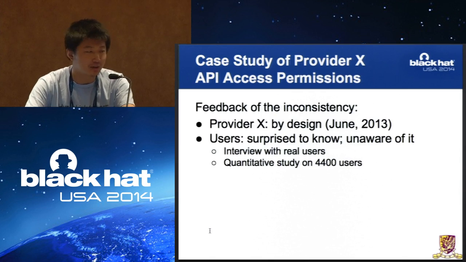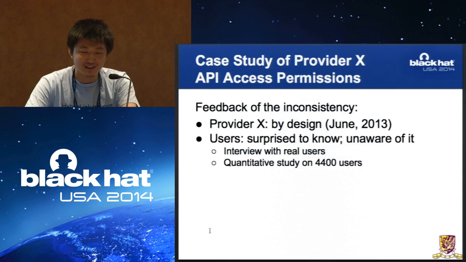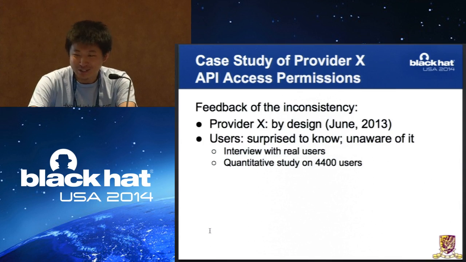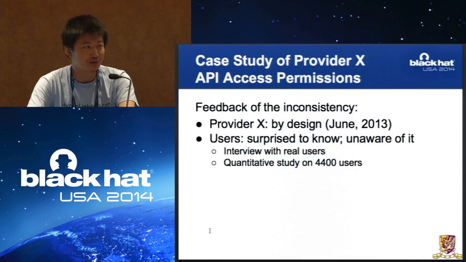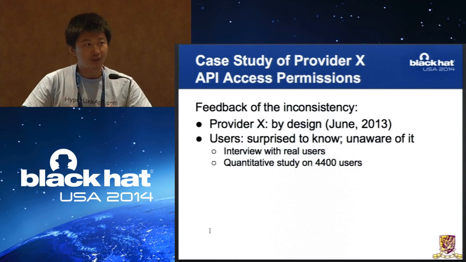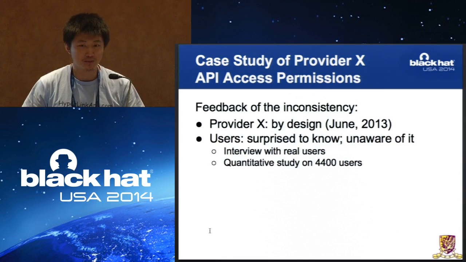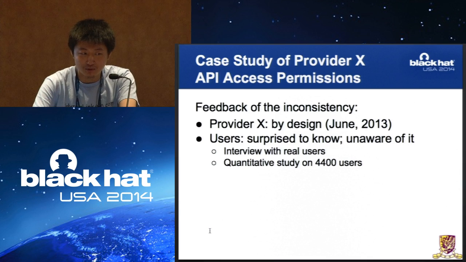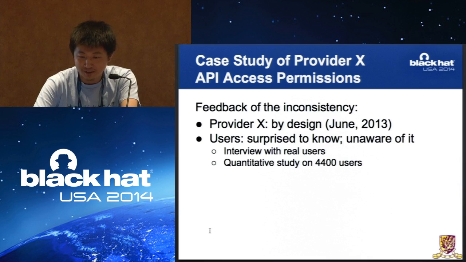We actually reported this to the provider and also asked some users. The feedback is very different. The provider says this inconsistency is by design; actually, they are public. However, users all feel surprised to know that, and they are unaware of it because they view the homepage as a gatekeeper. They view the friend list and status list as private data objects, but the provider views them as public data objects. This is supported by some qualitative and quantitative study.